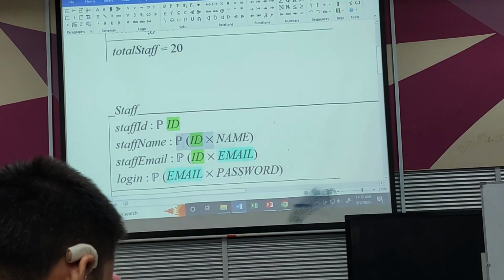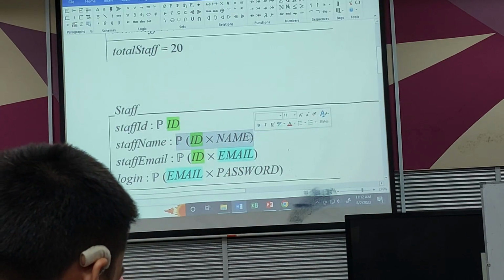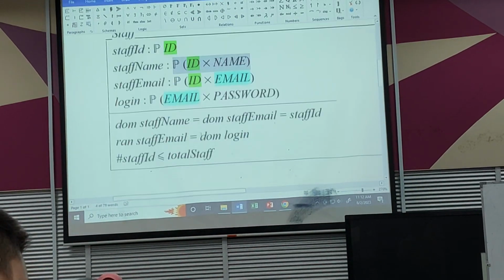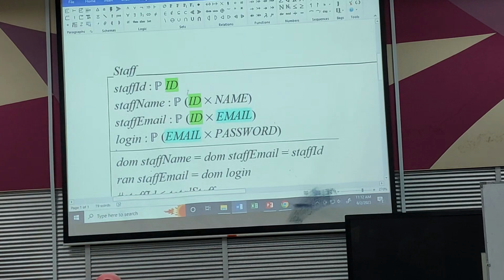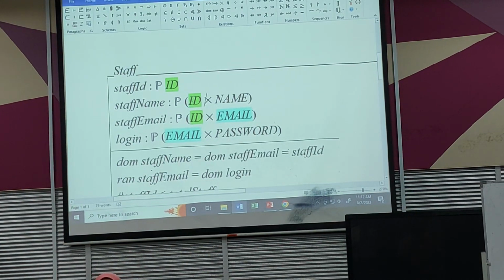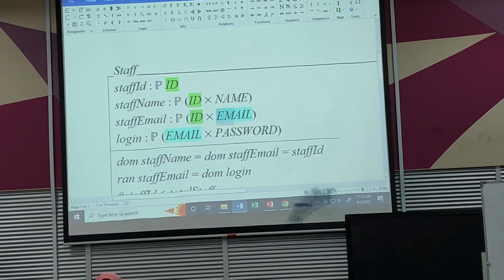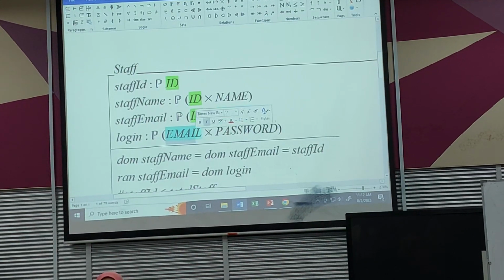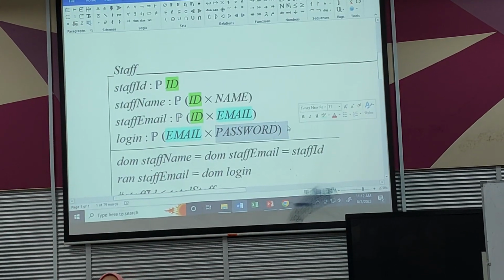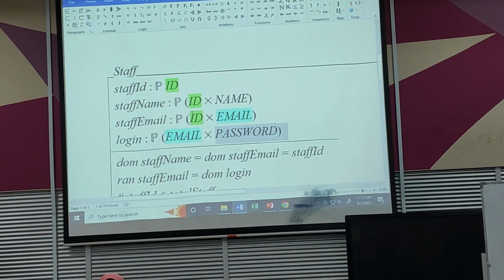You do like this, you know why you are doing like this, right? You are going to link your data together. It means that if, let's say, I use ID, I can get the name. I use ID, I can get the email. I use email here, I can get the password also. So this is what we call a Cartesian product.